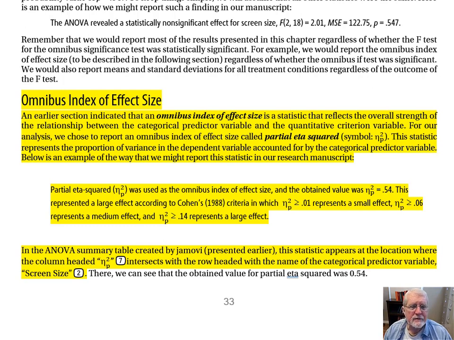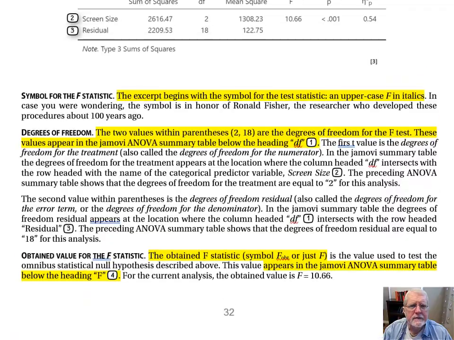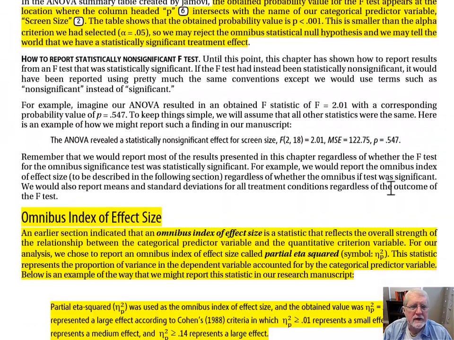Also at the bottom of page 33, in the ANOVA summary table created by jamovi, this statistic appears at the location where the column headed partial eta squared intersects with the row headed with the name of our predictor variable, screen size. And it looks like I've got to go up to see that. On page 32, where we have our table of results, sure enough, here's the column headed partial eta squared. And to the right of the heading screen size, we see partial eta squared is 0.54. That is a big whopping index of effect size.